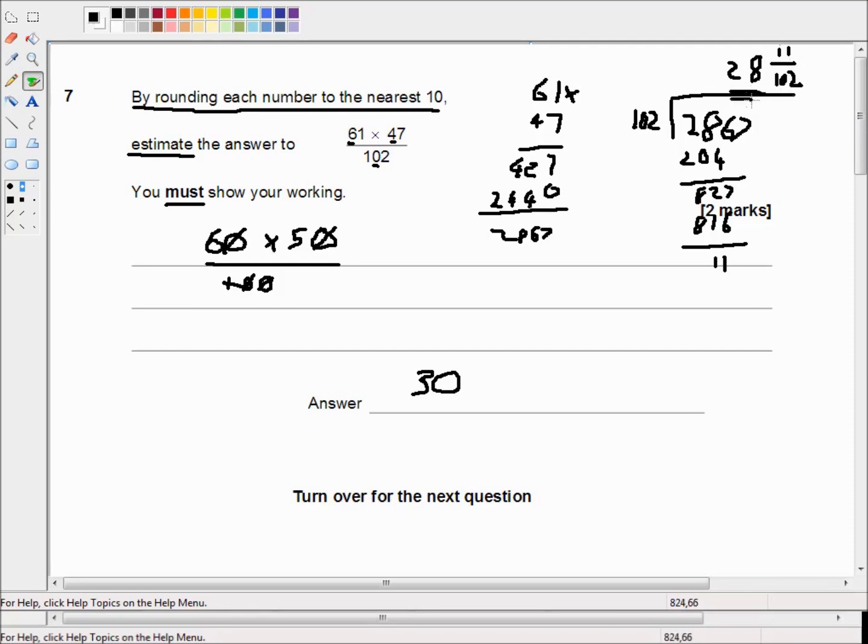That may be the exact answer to this question, but the examiners aren't asking for the exact answer. They're not saying calculate, and they're not saying the exact answer. So if you'd have written 28 and 11 over 102 without a calculator, as impressive as that would be, that would have gotten you 0 marks. And the time you've spent doing that could have been spent on a different question, hoovering up marks. So this is a really good warning to read the question carefully. The answer they're looking for is 60 times 50 over 100, and the answer is 30, and that would have gotten you your 2 marks.